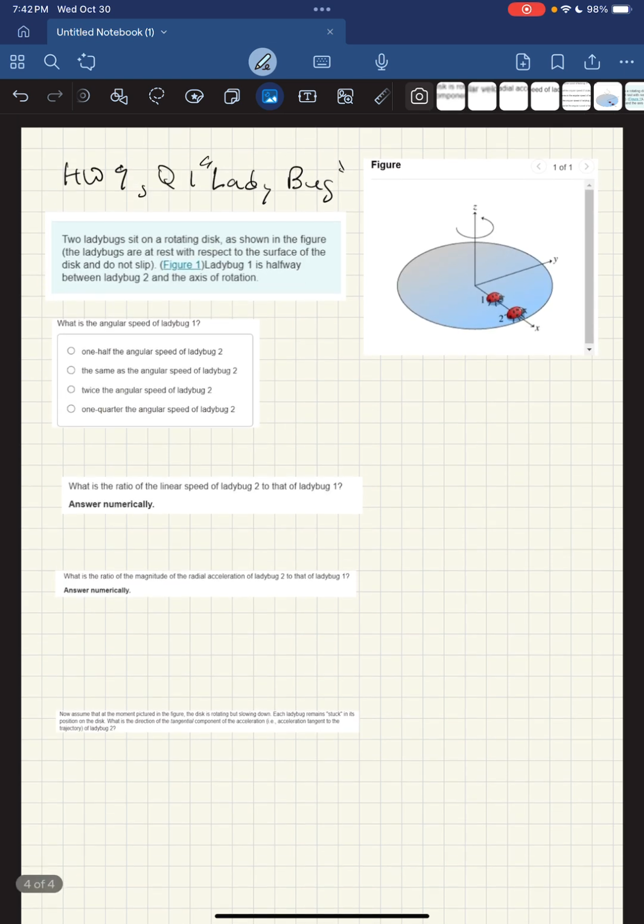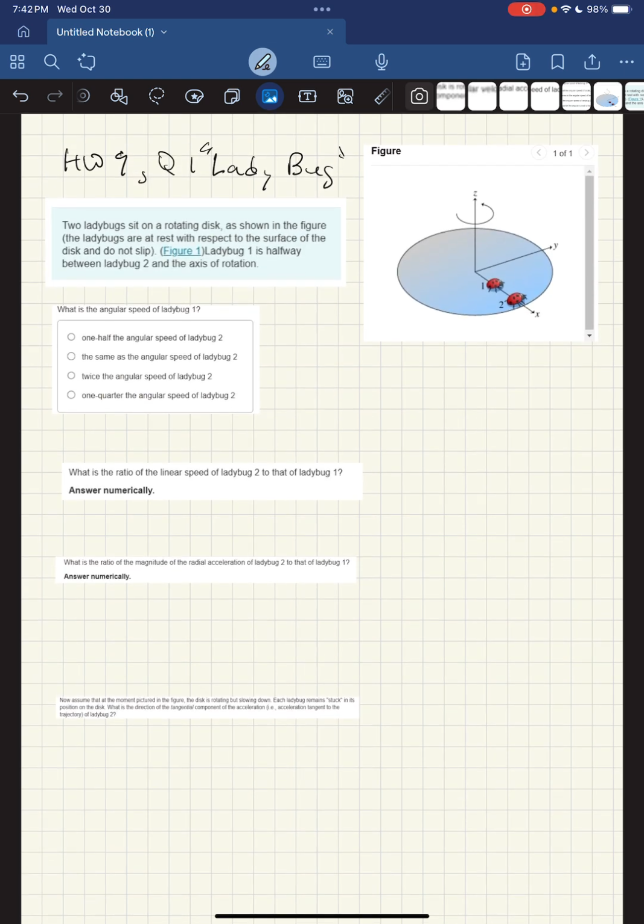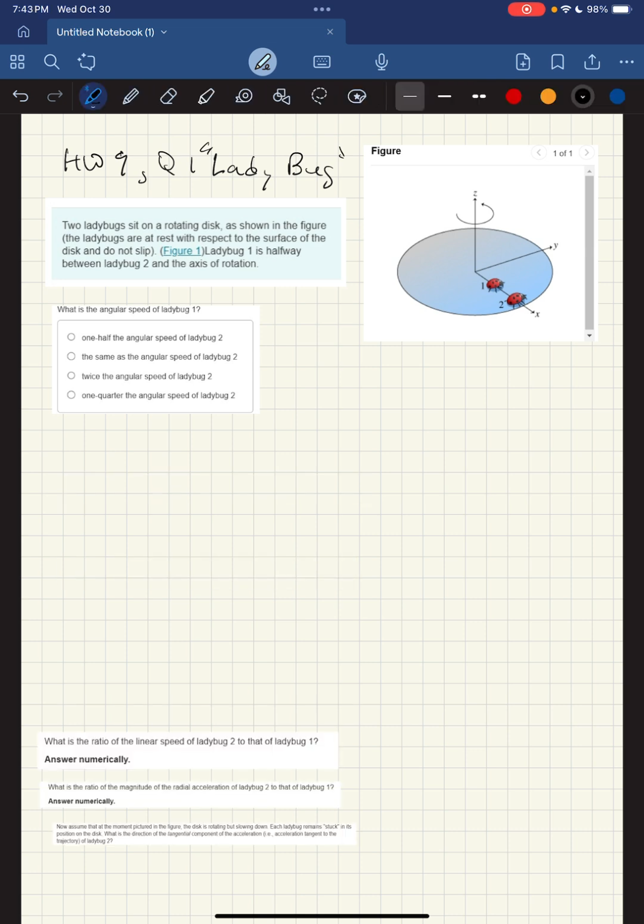Today we will be looking at question 1 in homework 9, the ladybug question. For part A, we are asked to find the angular speed of ladybug 1. The angular speed for ladybug 1 will be the same as ladybug 2 since they're on the same rotating disk. They're both rotating at the same angular velocity, so if we're assuming the disk is rotating at an angular velocity w, we don't know what value it is.